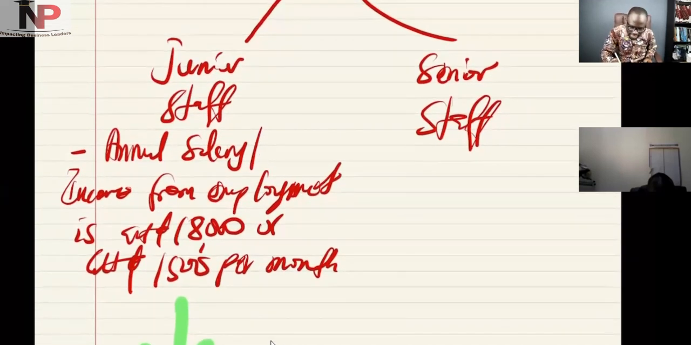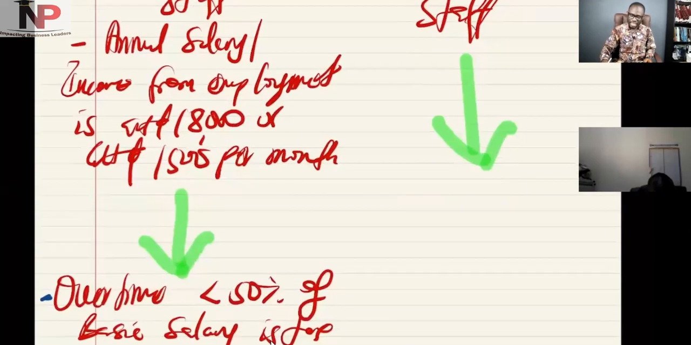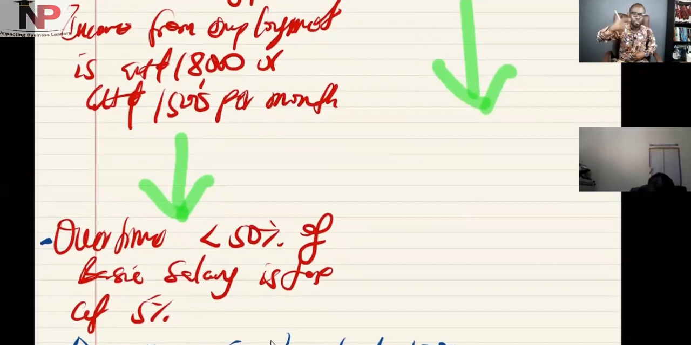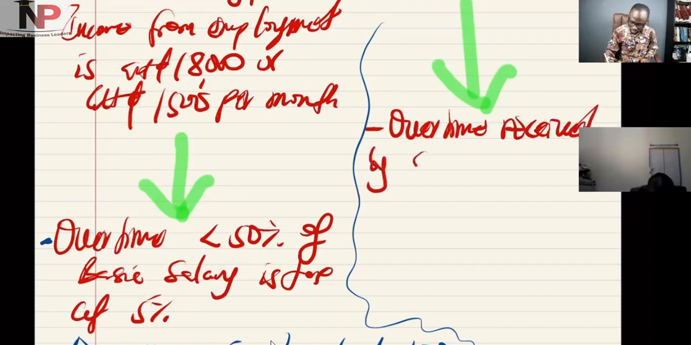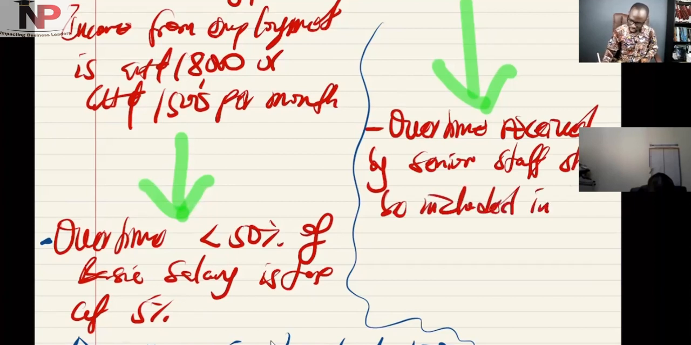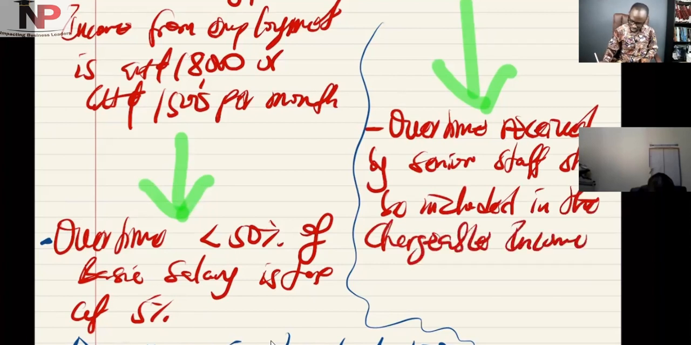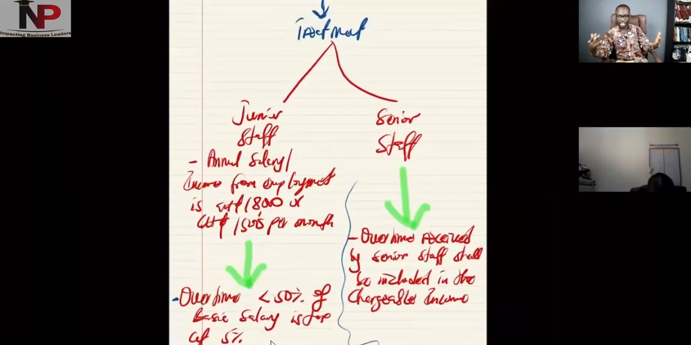If the person is a senior staff, the law says that overtime shall not be paid to senior staff. For that reason, any overtime received by senior staff shall be included in their assessable income, in the chargeable income. That's the idea. Very critical, very important. Now, here is the catch.